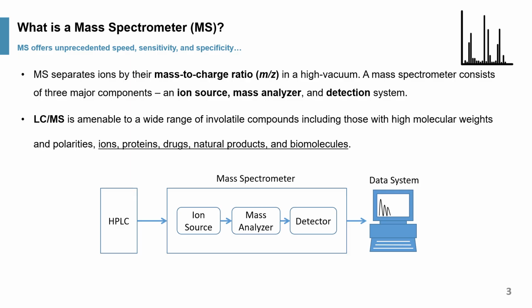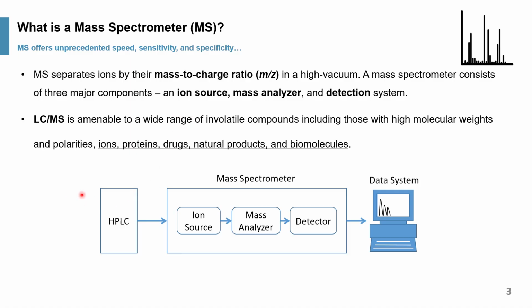What is mass spec or mass spectrometer? Mass spec is an instrument offering unprecedented speed, sensitivity, and specificity. Mass specs separate ions by their mass to charge ratio, or m/z, in a high vacuum. A mass spectrometer consists of three major components. First, an ion source, second, mass analyzer, and also a detector system.